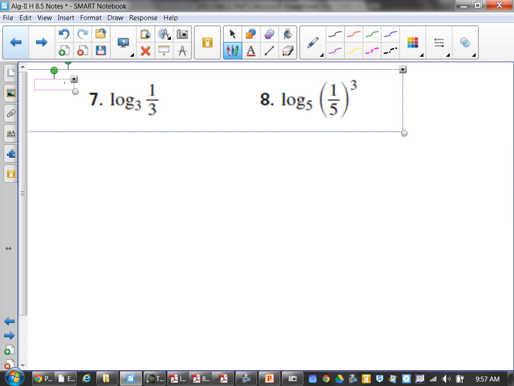All right, log base 3 of 1/3. Now, a couple things you could do here. If you use your quotient rule, doesn't this work out to be the log base 3 of 1 minus the log base 3 of 3? And you get 0 minus 1, otherwise known as negative 1. Because isn't 1/3 3 to the negative 1? Yes. That's another way of writing it out, guys.